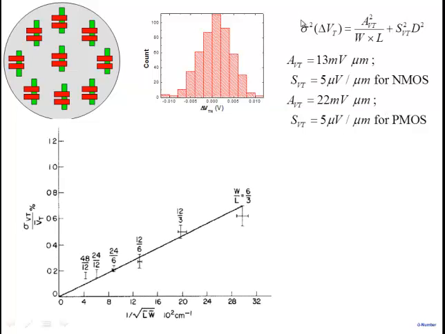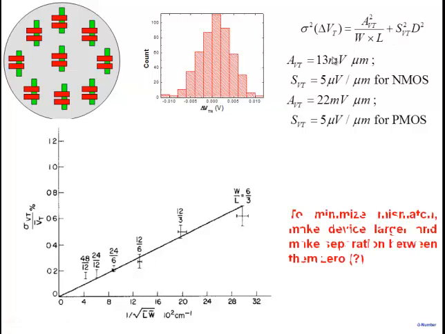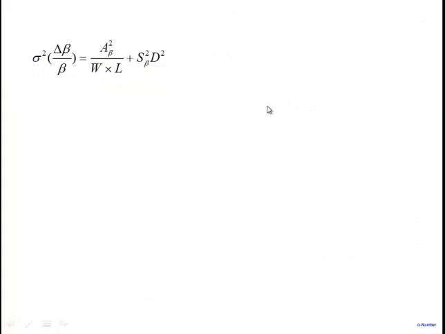People have observed this kind of trend by actually measuring the variance and plotting it against 1 by W, and plotting it versus D. So empirically, they have verified that a relationship like this is fairly reasonable. Now, besides VT, the other parameter which varies is beta. Beta depends on mobility and other things, and this also varies, and this variation is also similar.